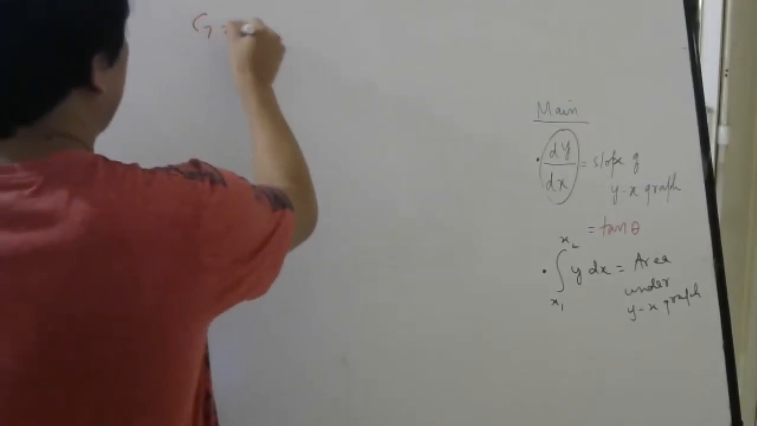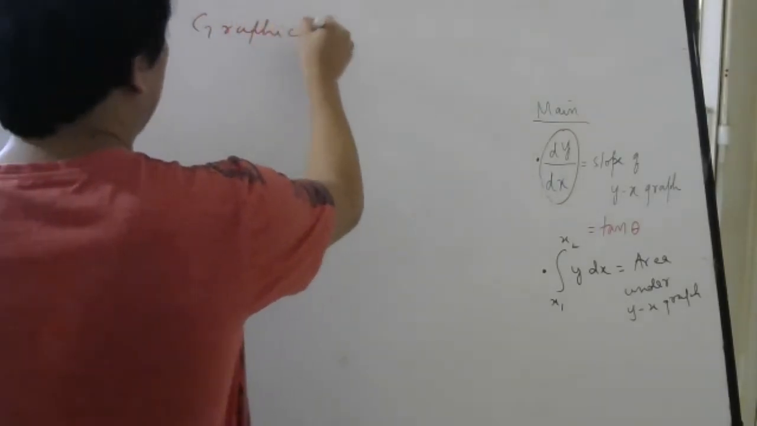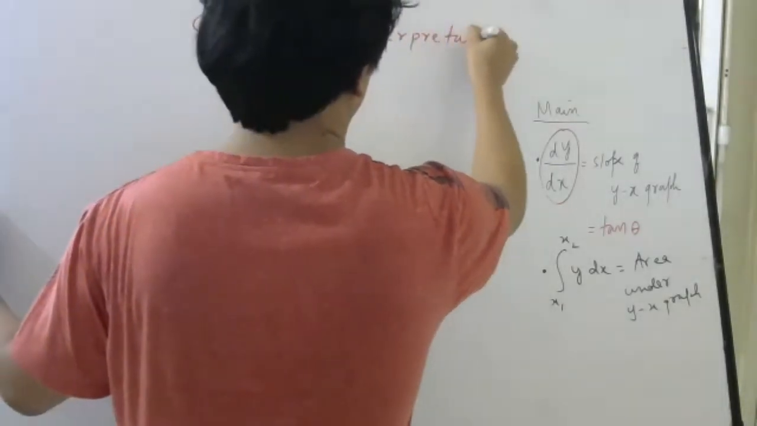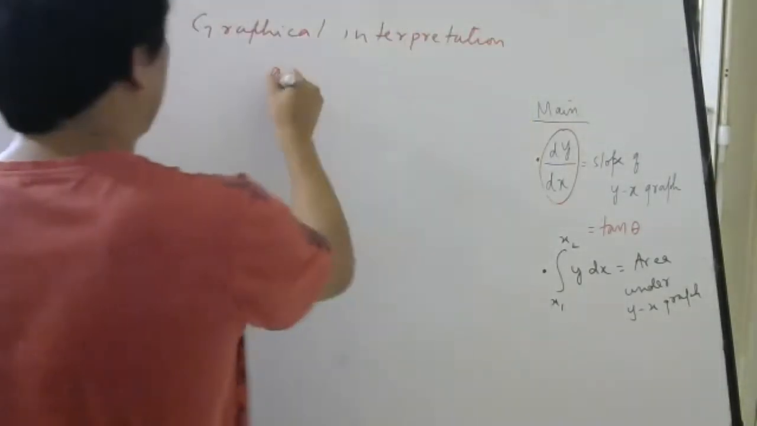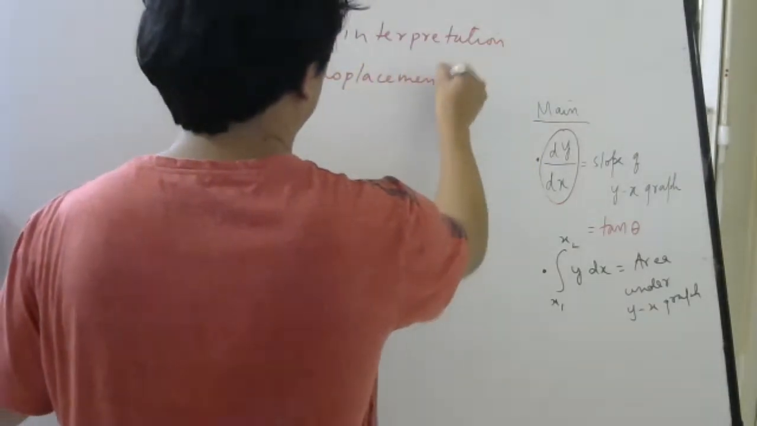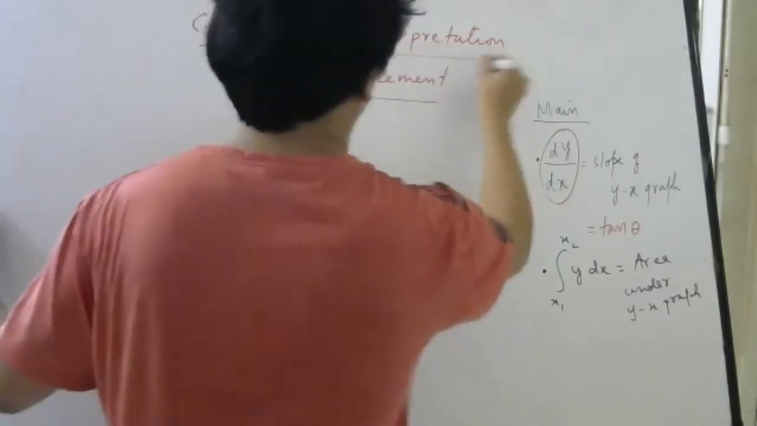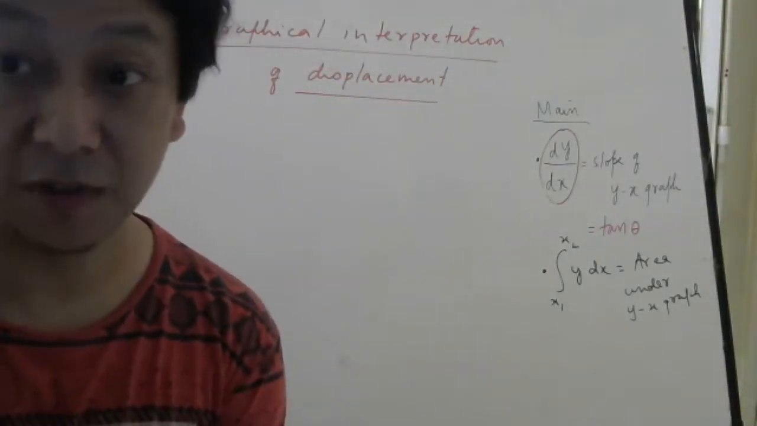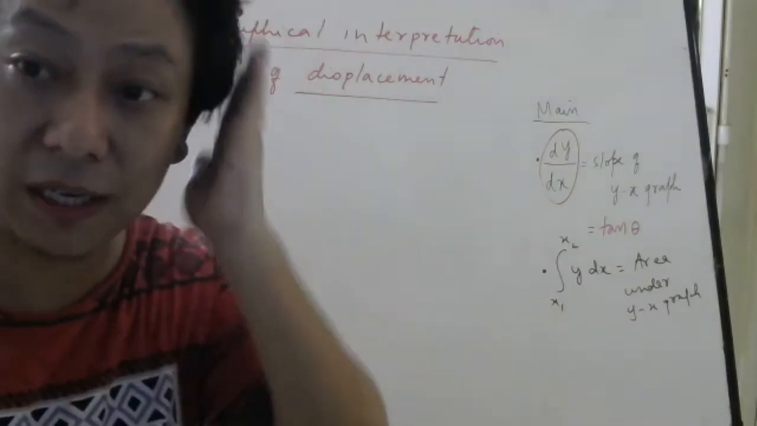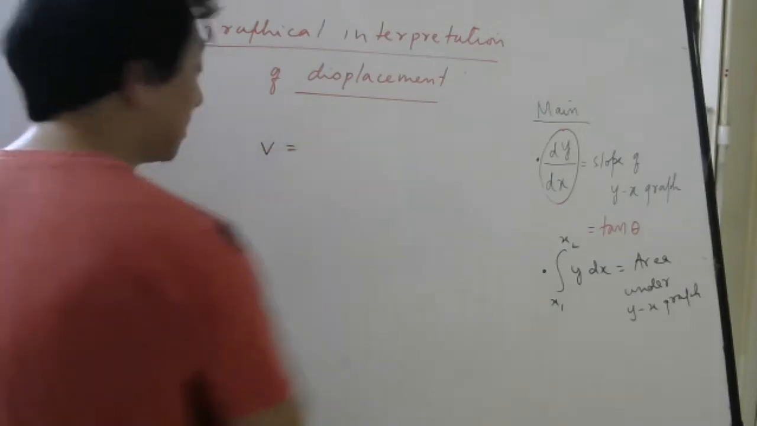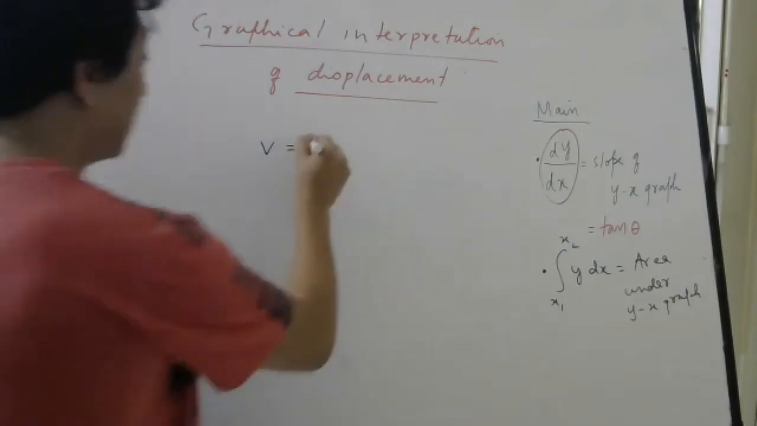Okay. Let us also try to understand the graphical interpretation of displacement. That is, if they give you a velocity-time graph, how will you find displacement? Let us look here. We know v, the instantaneous velocity, is dx by dt.